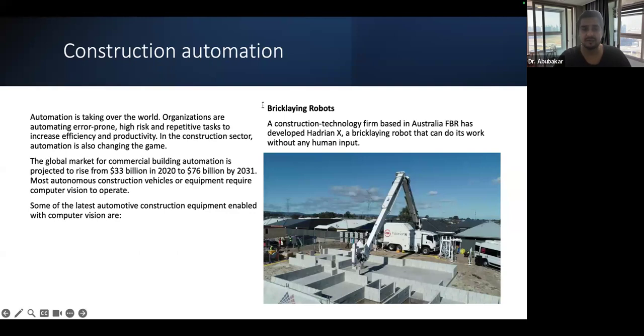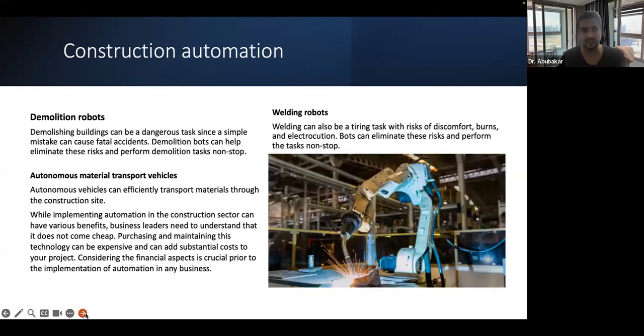Then bricklaying robots. These are also based on AI, right? Demolition robots, welding robots. So we have the BIM models, and of course the BIM models need to be understood by something. This is AI.